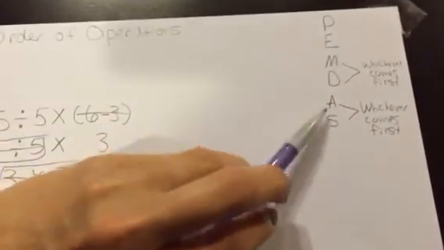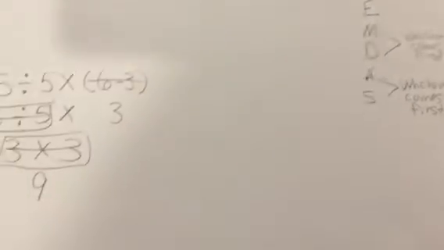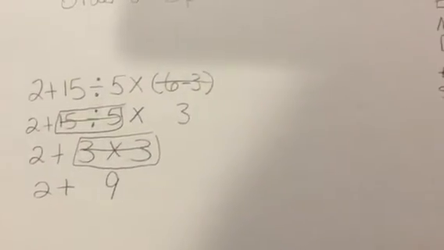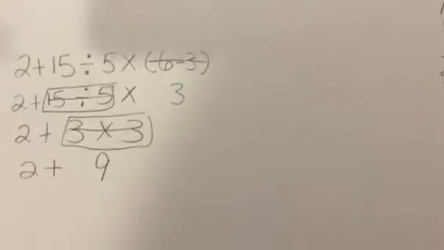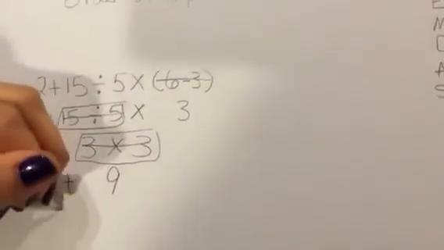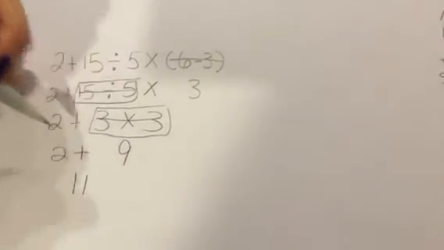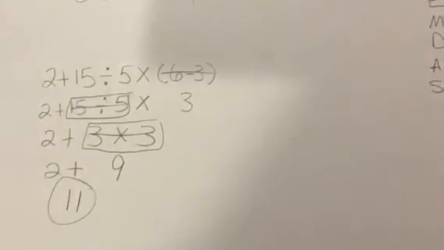We'll look over here. We have addition and subtraction. Once again, it's whichever one comes first. And in this case, there is not subtraction, there is only addition. So pretty simple from here. We'll say 2 plus 9 is 11. And our final answer for our order of operations, simplifying all the way down, would be 11.